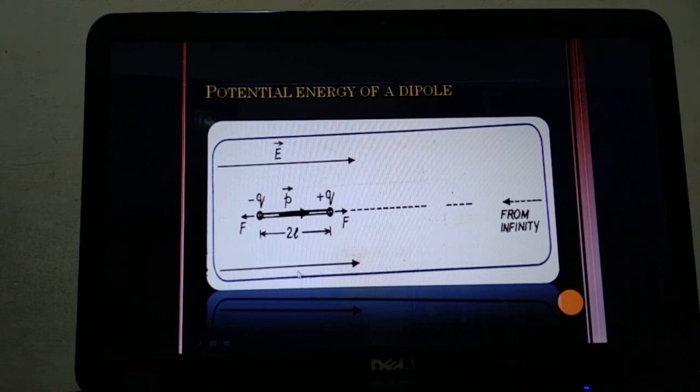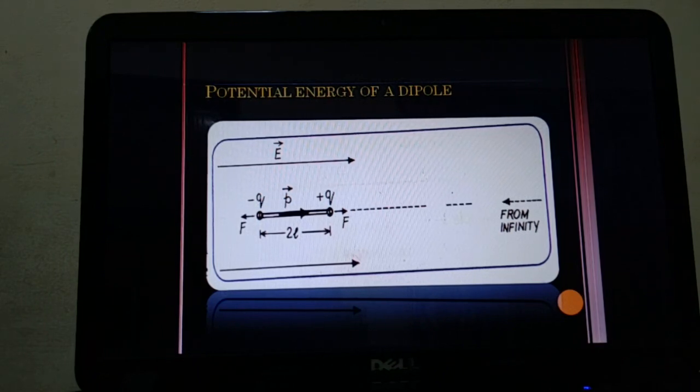See, the electric field is denoted here. So from infinity, you are bringing these two charges to the electric field. Suppose you are bringing these two charges together from infinity to the electric field, and plus q is placed here and minus q is placed at an extra distance 2L from plus q. See, from infinity you keep q here, and at an extra distance 2L from plus q you are placing minus q.